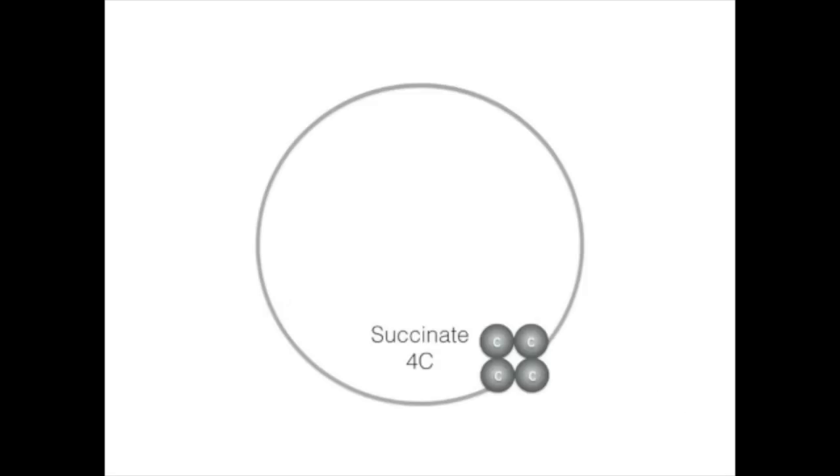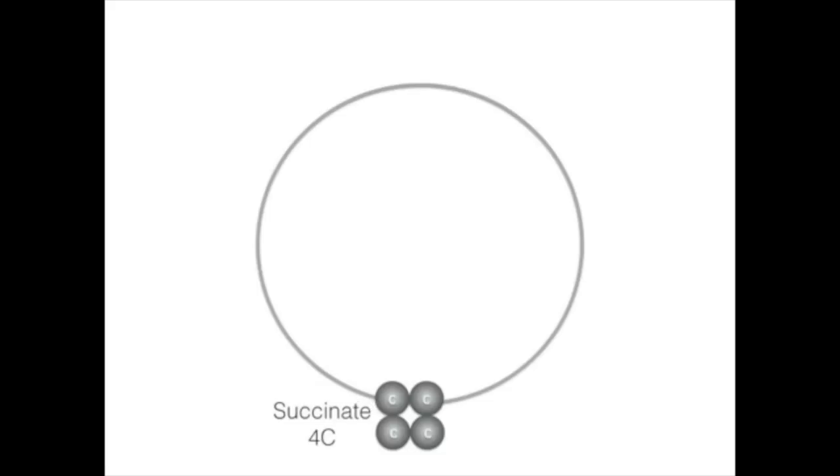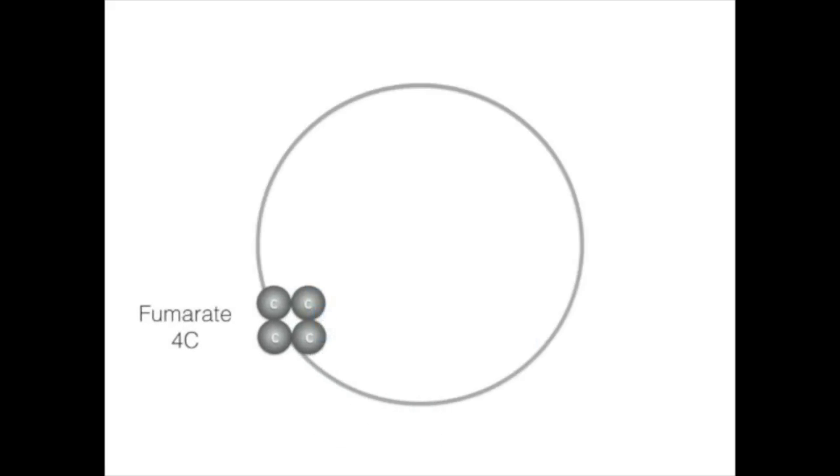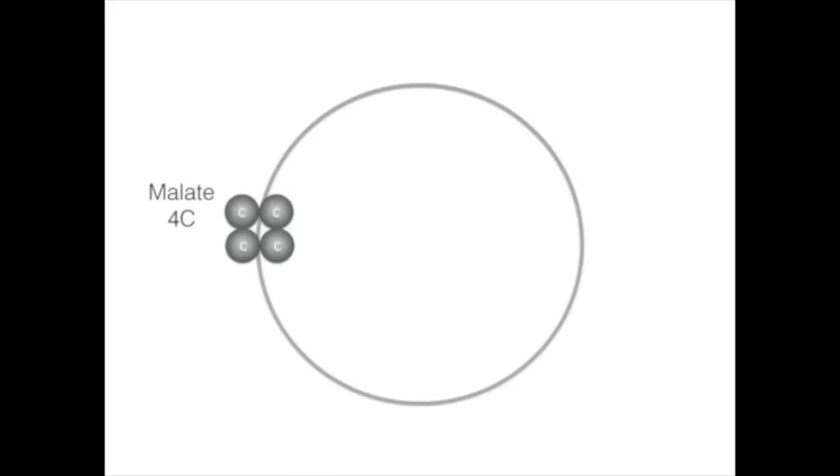The next thing that's going to happen is we're going to take this succinate and we're going to get all the energy that we can out of this. So we're going to make sure that this is oxidized as much as it can be. The next thing that's going to happen is we're going to, in fact, oxidize this with FAD as the electron carrier. And we're going to end up with FADH2 and fumarate, which is a 4-carbon molecule. Now the next thing we're going to do is we're going to hydrate this fumarate. We're going to add water in order to form malate.